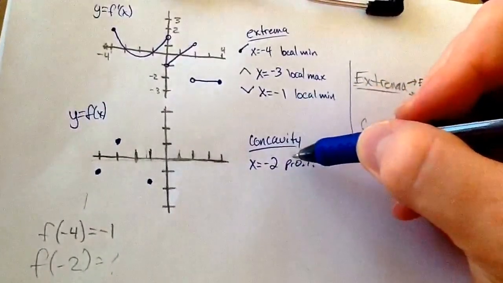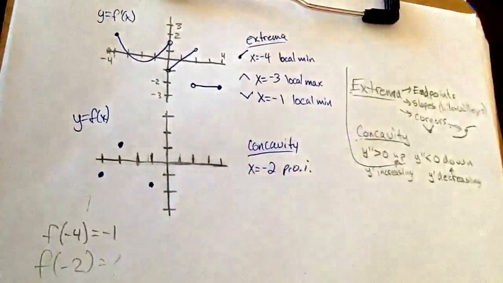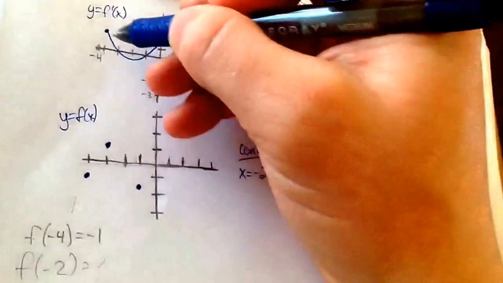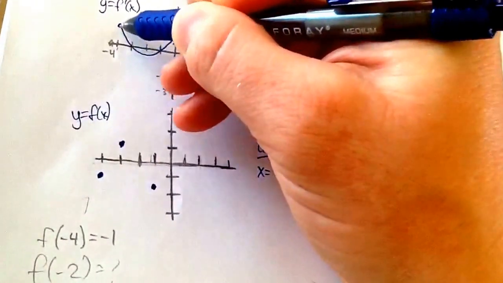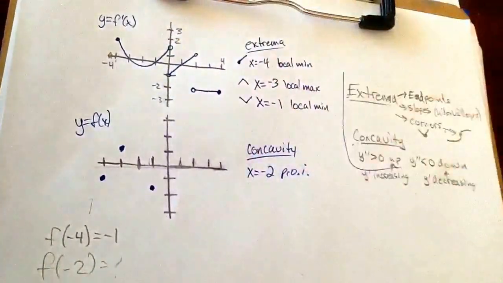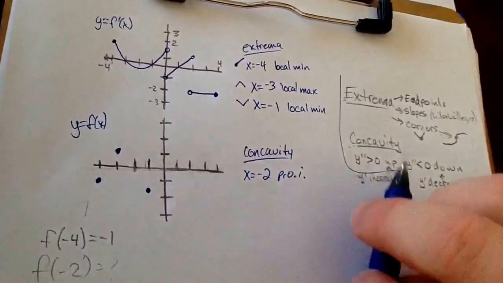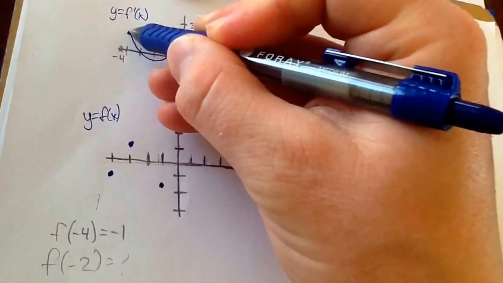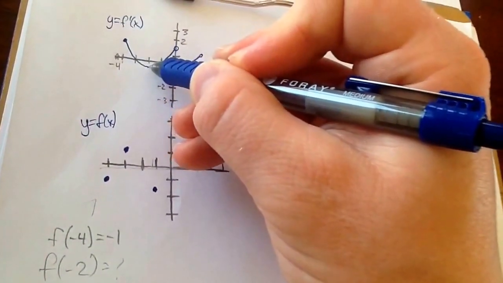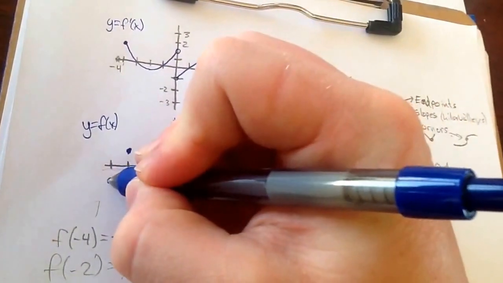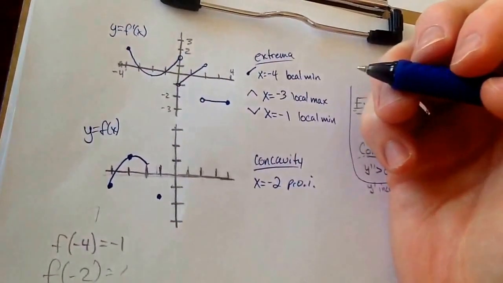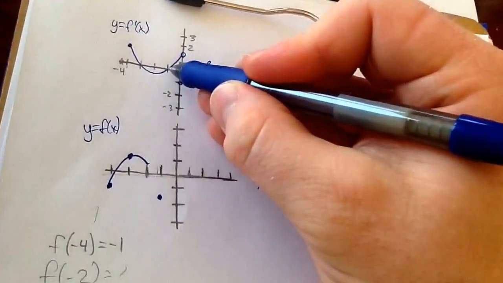And then at -2 we have a point of inflection. Looks like this is negative, so the slope is decreasing, so I'm going to be concave down, and at -2 I'm going to switch to concave up. So starting at -4, I know I need to be concave down until I hit -2. So I'm just going to go upside-down parabola until I hit -2. Boom, right there. Now I need to be concave up.